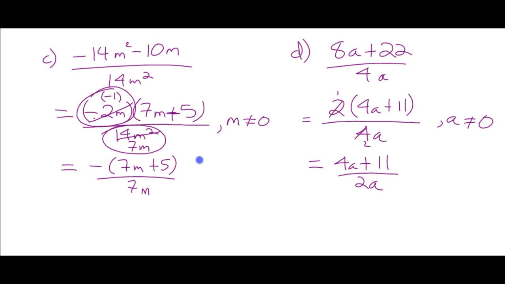So, very Canadian question, right? Or answer. 4a plus 11 over 2a. Laughing in spite of yourself. I'm trying not to. That was just really bad.